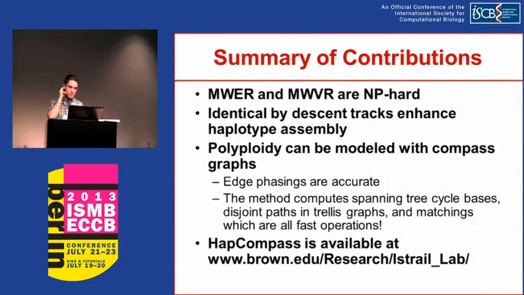Just to summarize, we showed in our paper that the two optimizations are NP-hard. This motivates the usage of our heuristics. We showed that identical by descent tracts enhance haplotype assembly, and that you can model polyploid haplotype assembly. It's much more difficult, but we showed that the edge phasings in the compass graph are accurate, and the method is very fast. So all we're doing is computing spanning trees, computing disjoint paths and trellis graphs, and computing matches, and all of these can be done really fast.